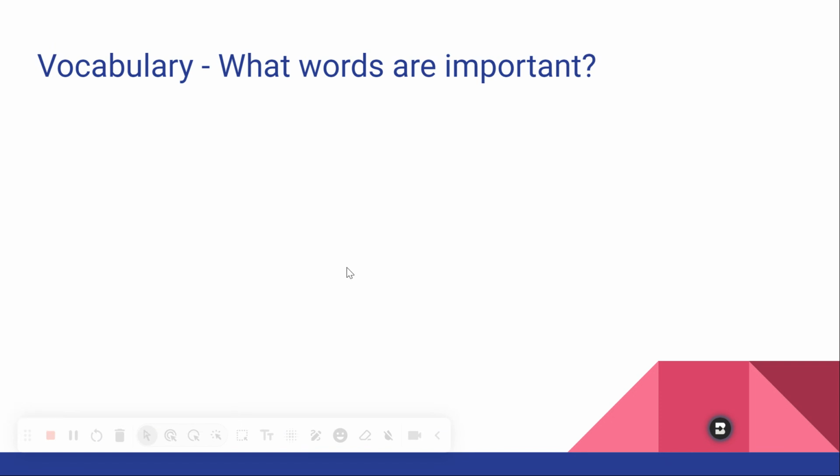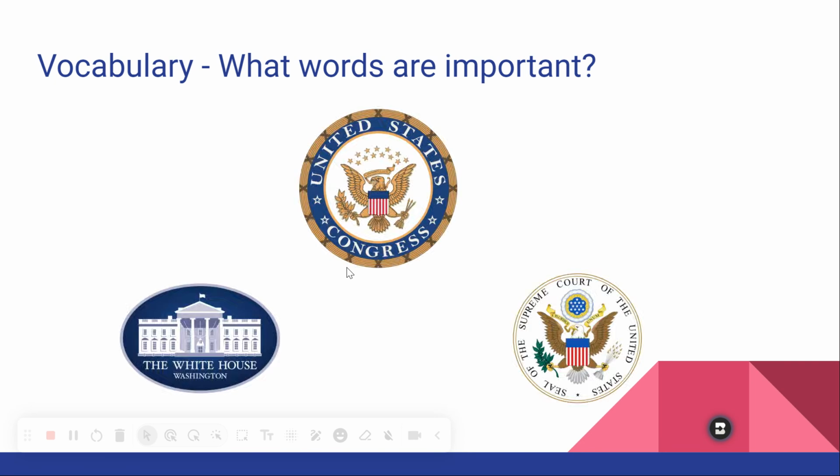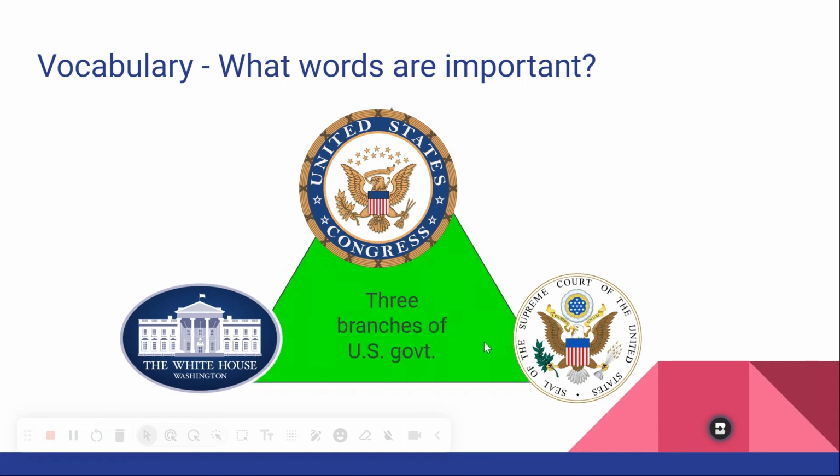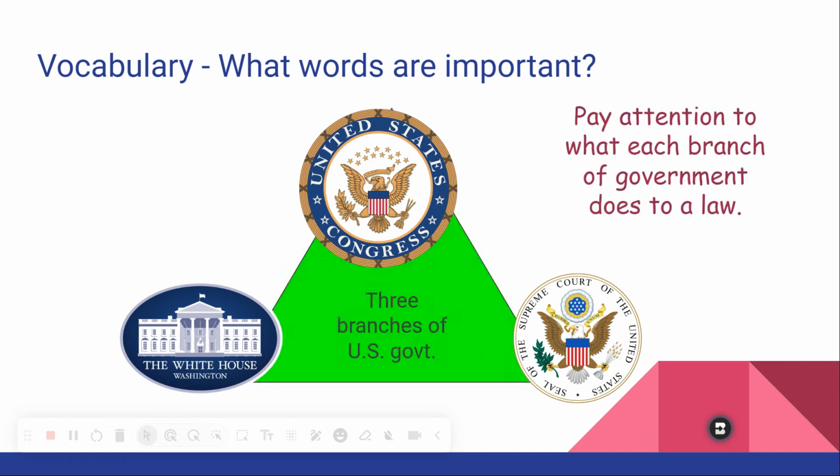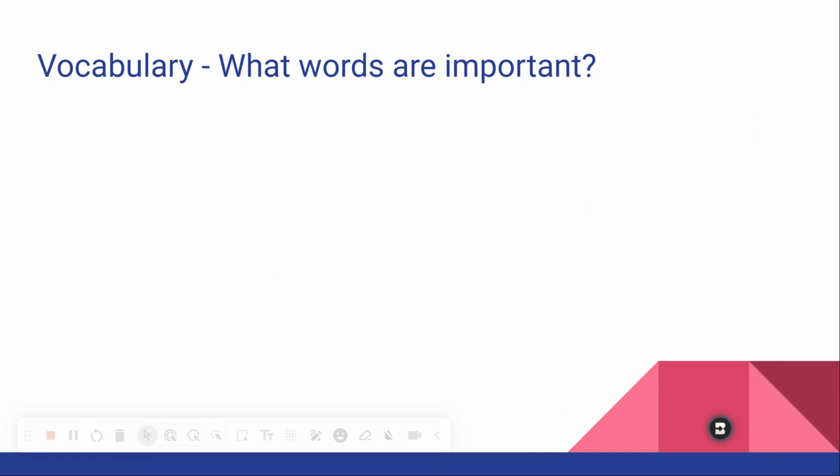So what words are important? Basically, each of the main words are going to have to deal with one of the 3 branches of government. So there's the 3 branches of government. I have them in a triangle. Pay attention to what each branch of government does with laws.